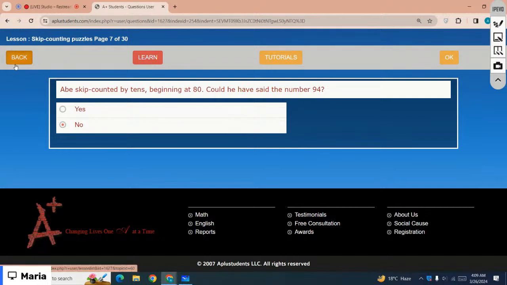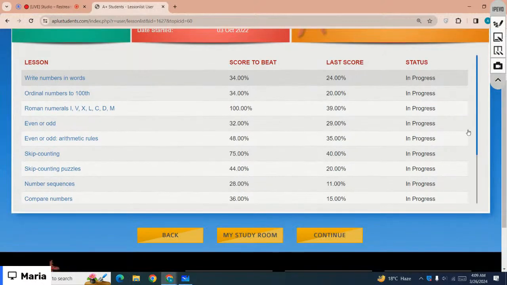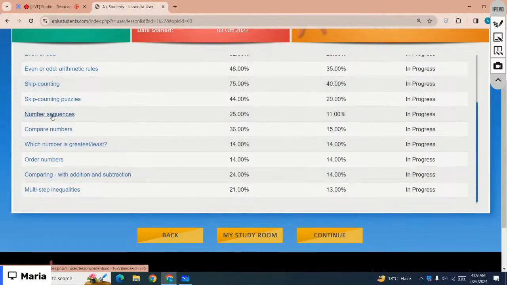Okay, you can complete the lesson by yourself later today. Let me just move on to the next lesson. The next one is number sequences. Let's just start with the next lesson, that is number sequences.